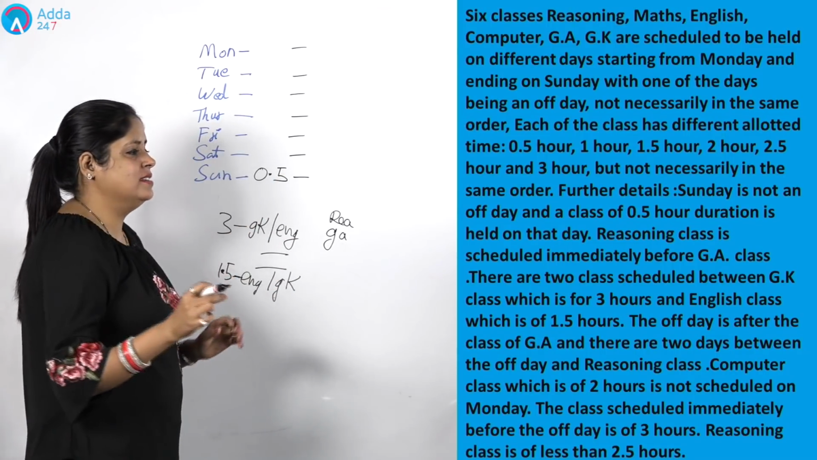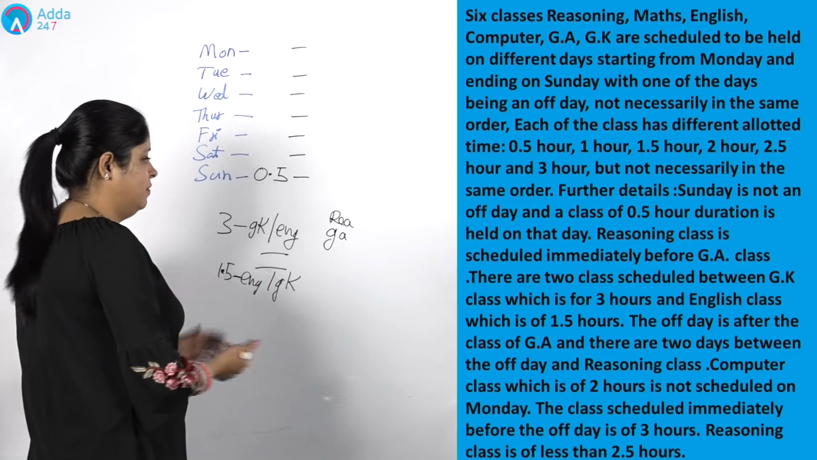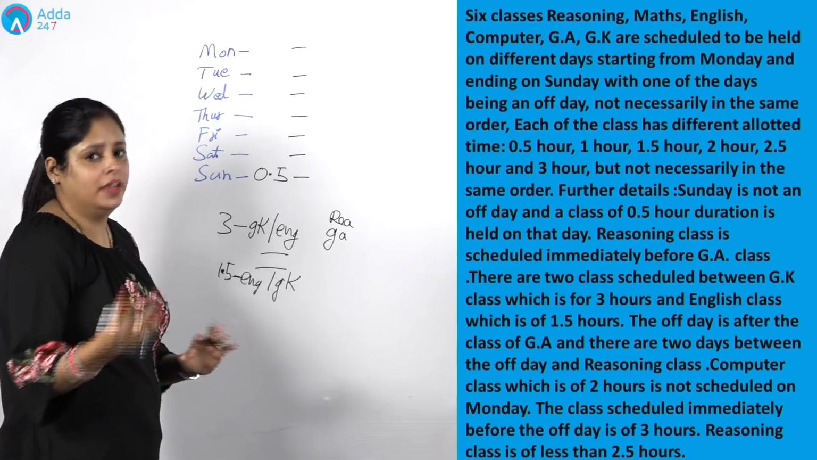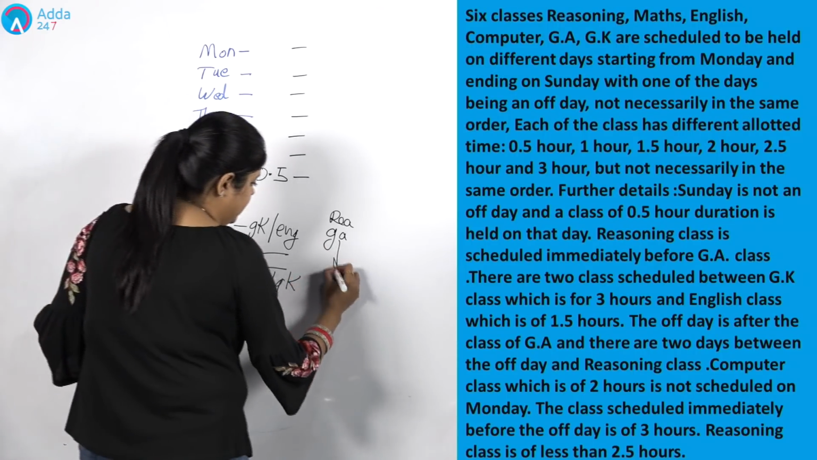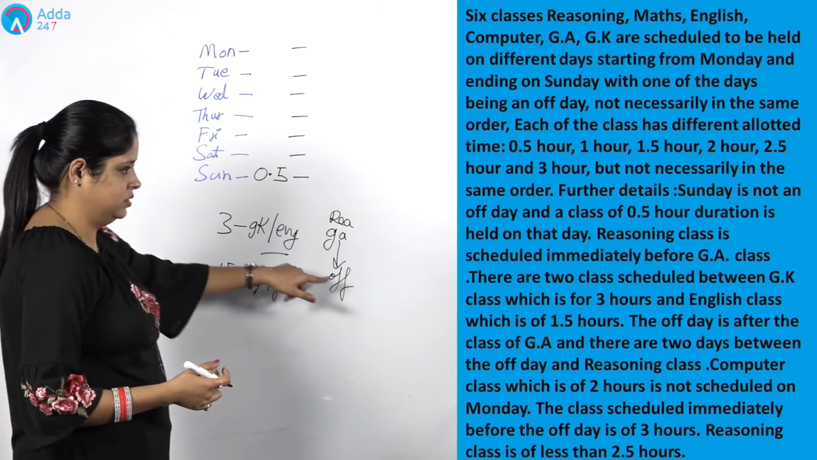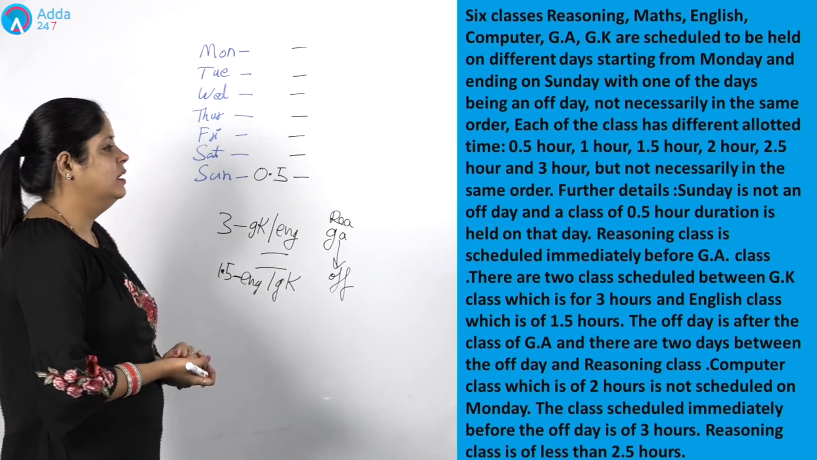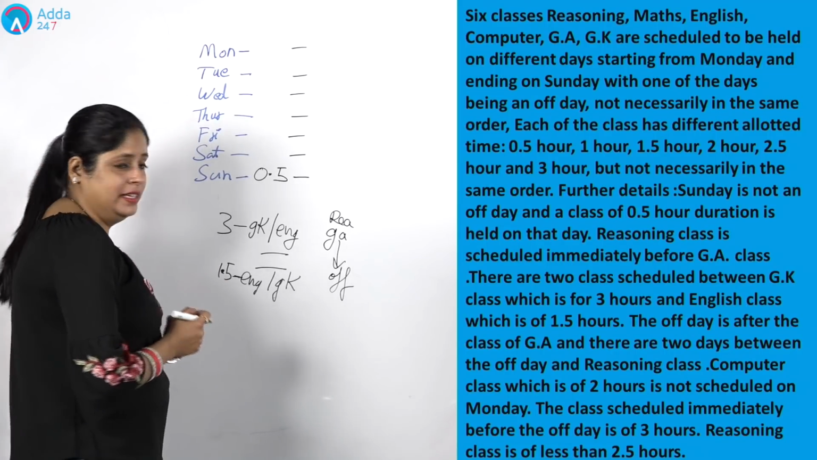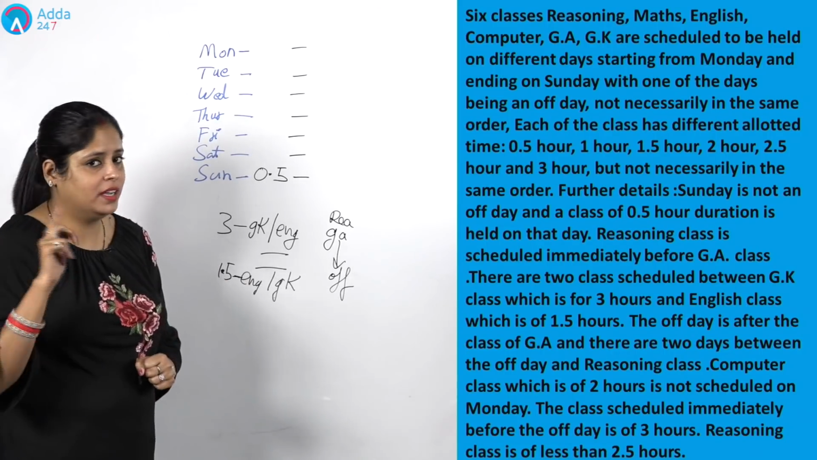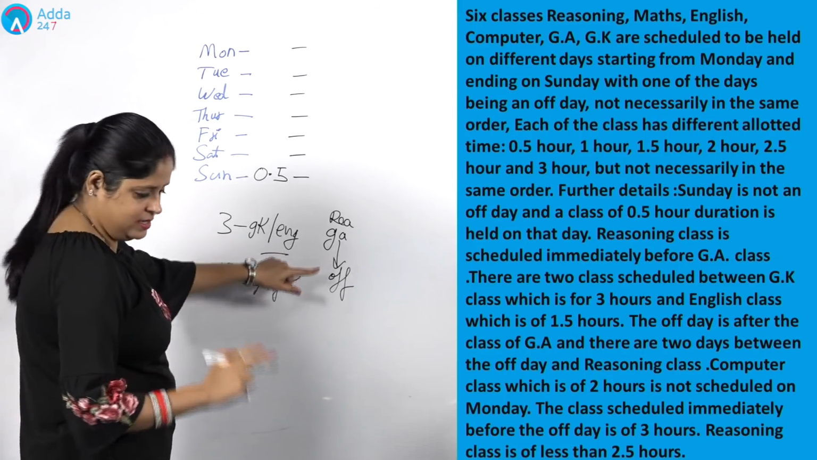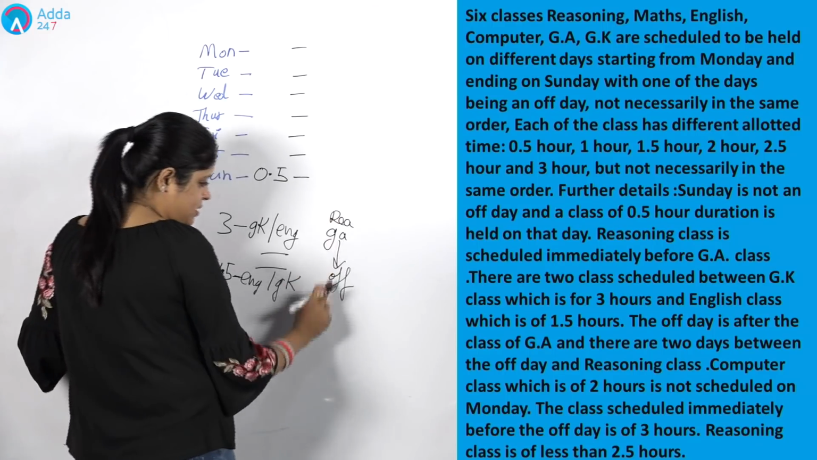The off day is after the class of GA. After the class of GA doesn't indicate immediately after, but somewhere after. So after GA there is somewhere an off day. We are not aware where, that's why I am writing it down in the form of an arrow structure, okay. And there are 2 days between the off day and reasoning. There are 2 days, not classes. They are saying that there are 2 days between the off day and reasoning, okay. So this is the off day and this is reasoning.